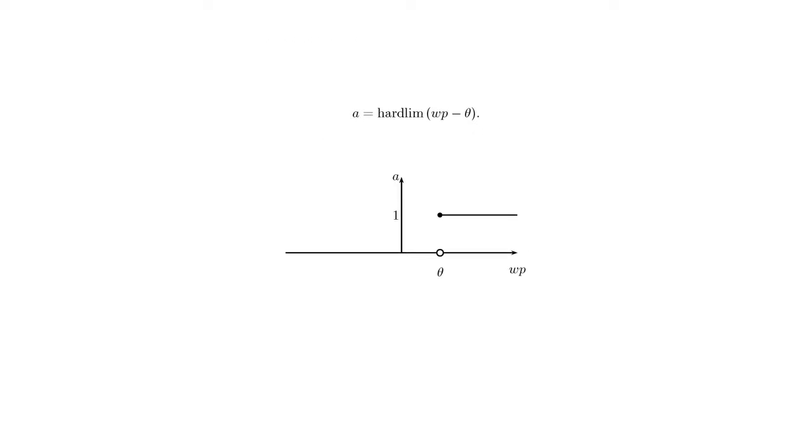This is a modification of the hard limit function where, instead of the unit step occurring at 0, it occurs at some threshold, which we're going to call theta. There we are. Then the output is 0 until it reaches this threshold. Then there's a sudden jump to 1. So that is now a modification of the hard limit function.